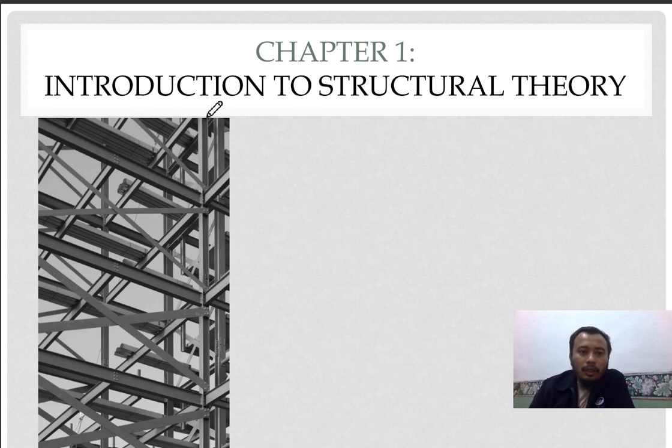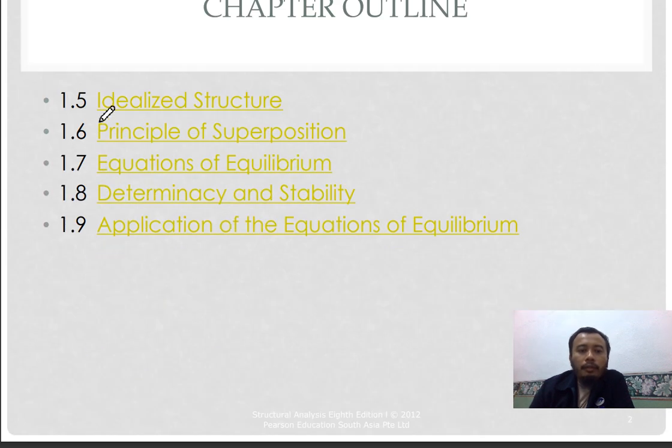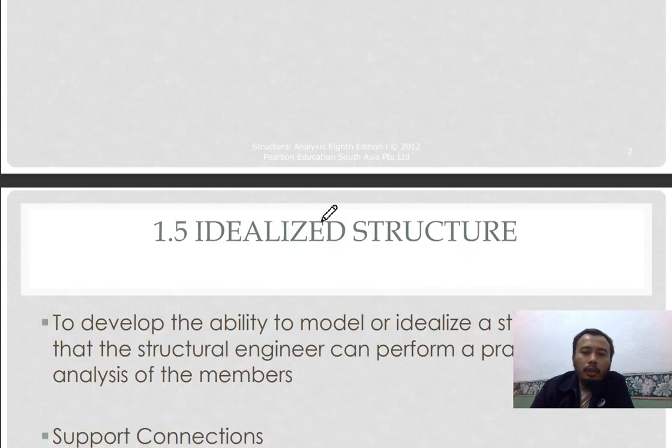The first chapter is the introduction to structural theory. We have five subtopics. We want to know what the idealized structure is, and then the principle of superposition. This is our theory before we go into the analysis. Then equations of equilibrium: how you come up with the equations of equilibrium in order to analyze the structure. Then the degree of determinacy and stability of a structure, and then let's see how we apply the equations of equilibrium.